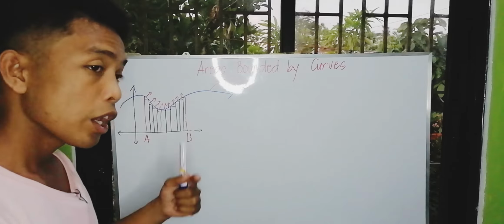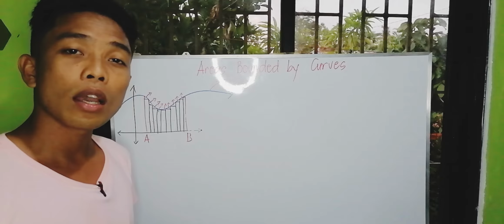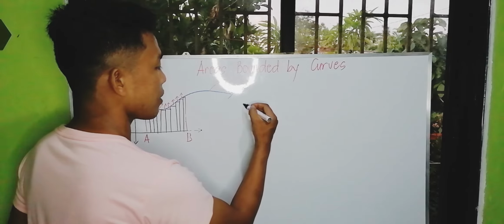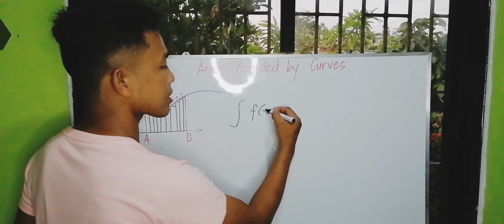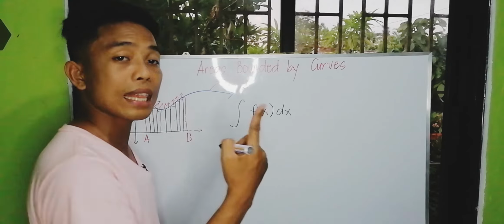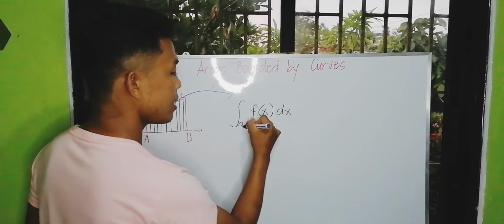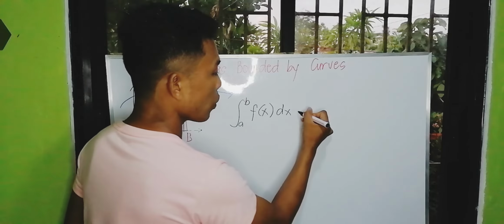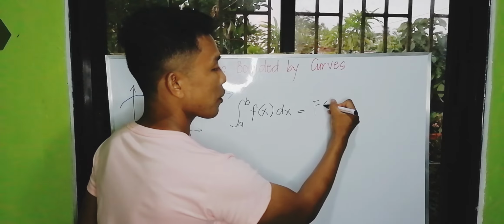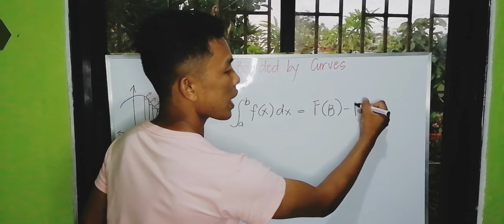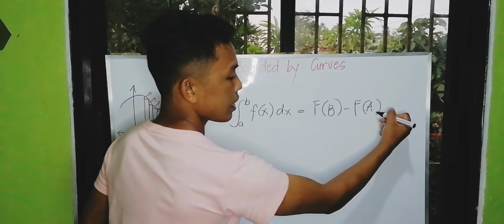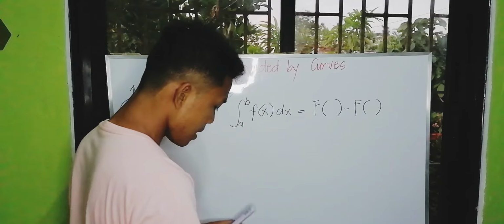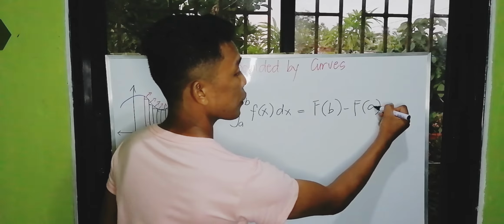Doon na pumapasok yung fundamental theorem of calculus kung saan if you are given the antiderivative of a function f of x with respect to x at a closed interval a to b, ito yung sinasabi ng fundamental theorem of calculus, the answer daw will be F of b minus F of a. Or palitan natin yung mga variables dyan. Okay, we have F of b minus F of a.